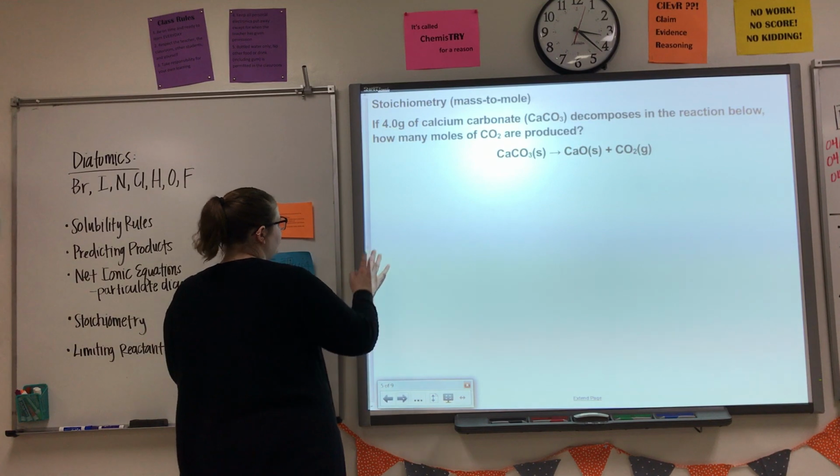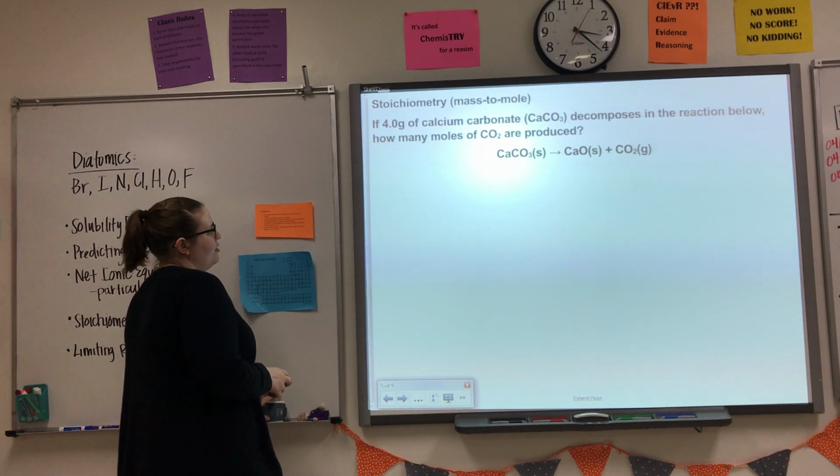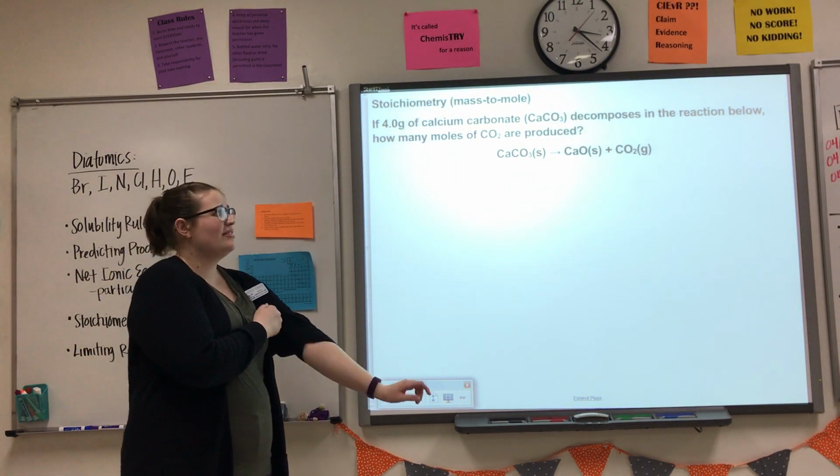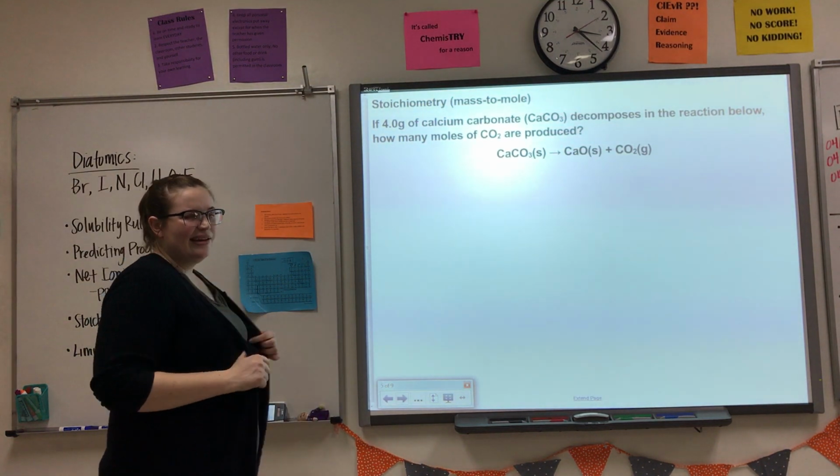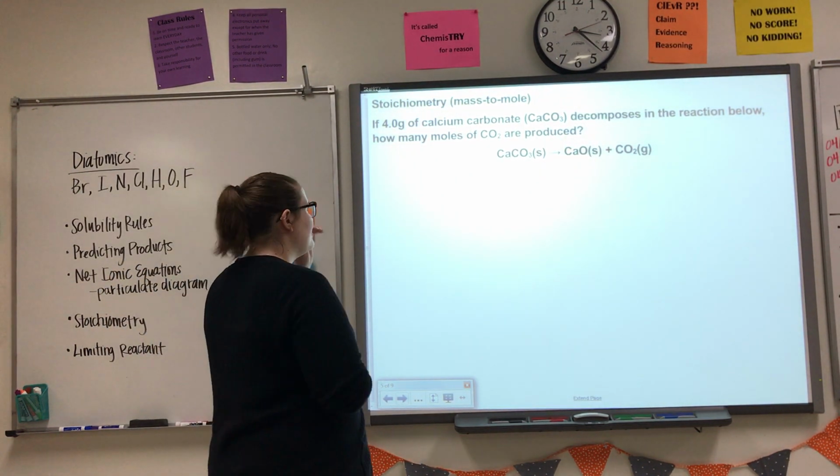Let's do our next problem. Our next problem is going to be mass to mole. So in mass to mole, we have to use our molar mass, which isn't going to be a big deal because we are totally awesome at calculating molar mass.